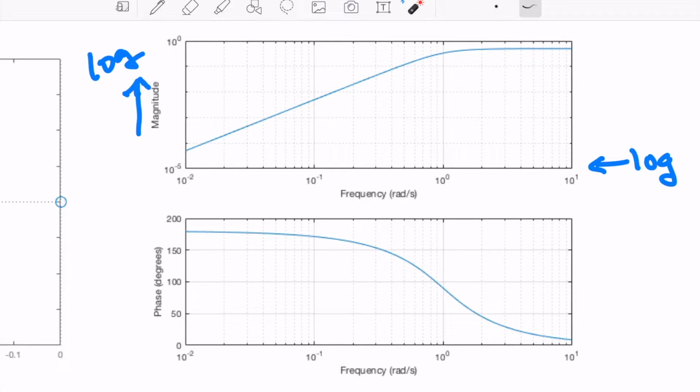If I ask you, what is the magnitude of the frequency at 0.1 radians per second, you would go to the 0.1, 10 to the minus 1, go up, and then read looking over. And then we'd have to figure out where that is. Let me go ahead and put that in with a line.